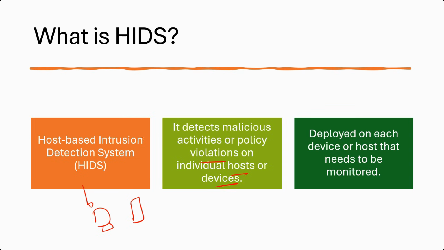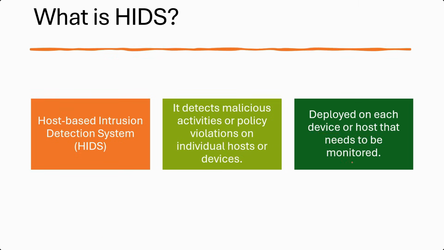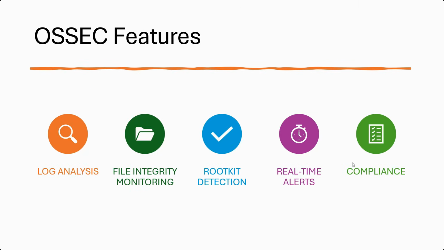There is another solution which we call NIDS, which is basically a network intrusion detection system, which monitors the suspicious activity happening on the wire. That means on the network, right? Now, the third thing is that HIDS is deployed on each device, as I said, on the hosts that need to be monitored. Next, let's talk about the OSSEC features now.